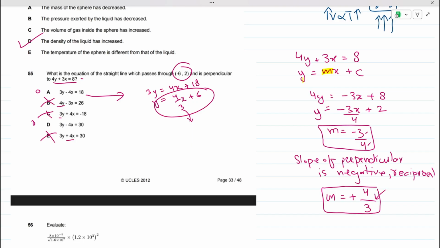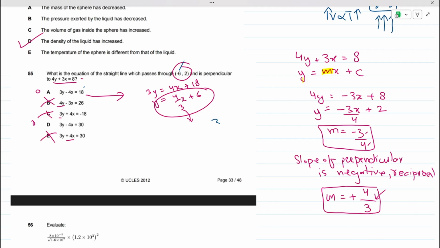Now we have two equations that can be our answer, the perpendicular equation to this given line. What we are supposed to do is put these coordinate points here and see whether these points satisfy the given equation or not. When they do, that particular equation would be our answer.